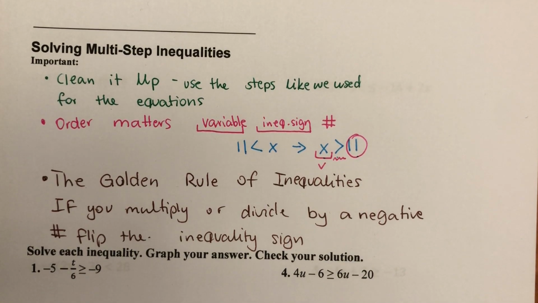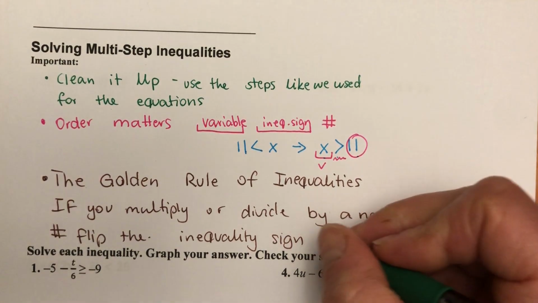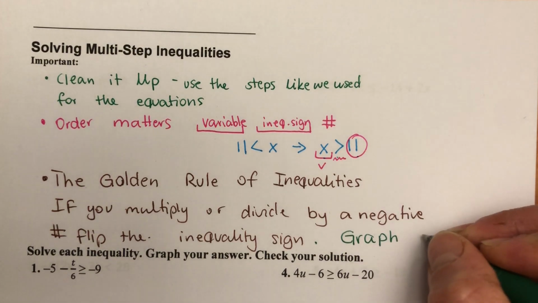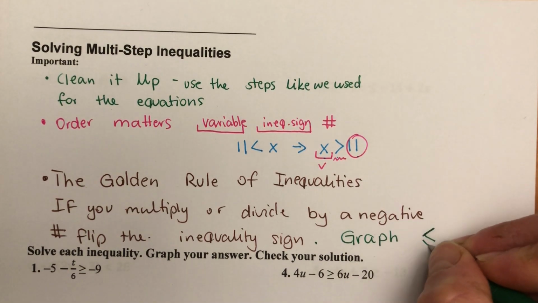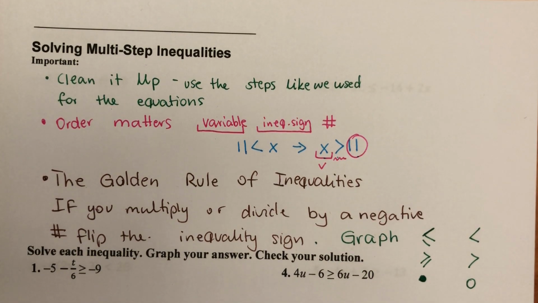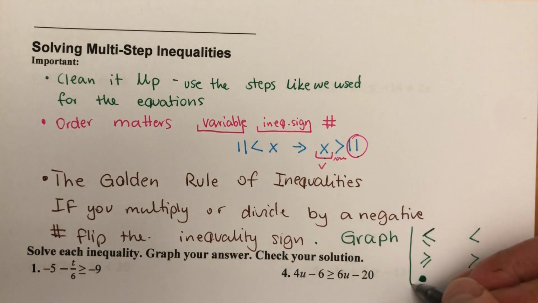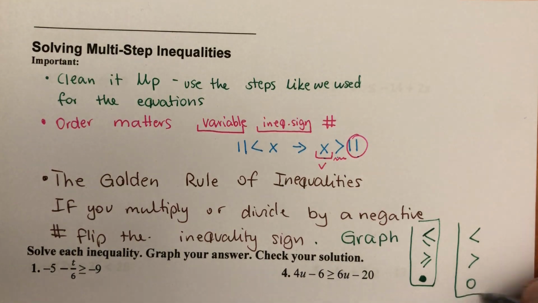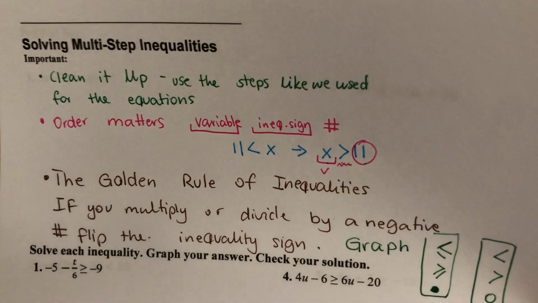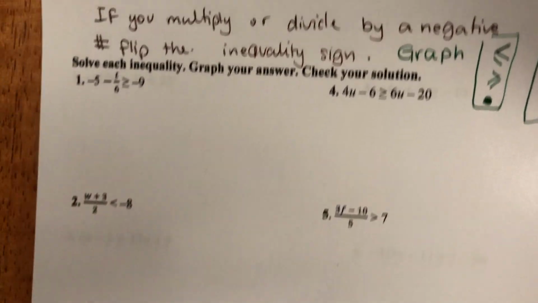All right, and then what you usually want to do is graph your solution. Remember that if you have less than or equal to or greater than or equal to, you will have a closed circle, and for less than or greater than, an open circle on the number line. Okay, those are our rules. We'll do 3 examples together, and then you will have a good amount of examples for practice.